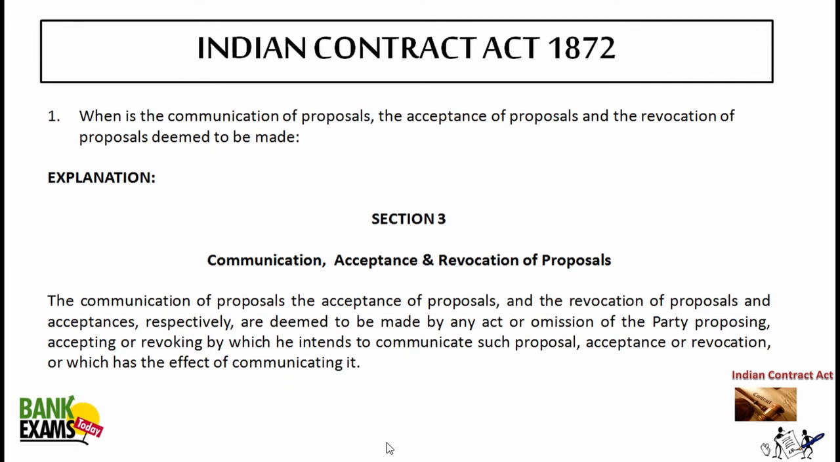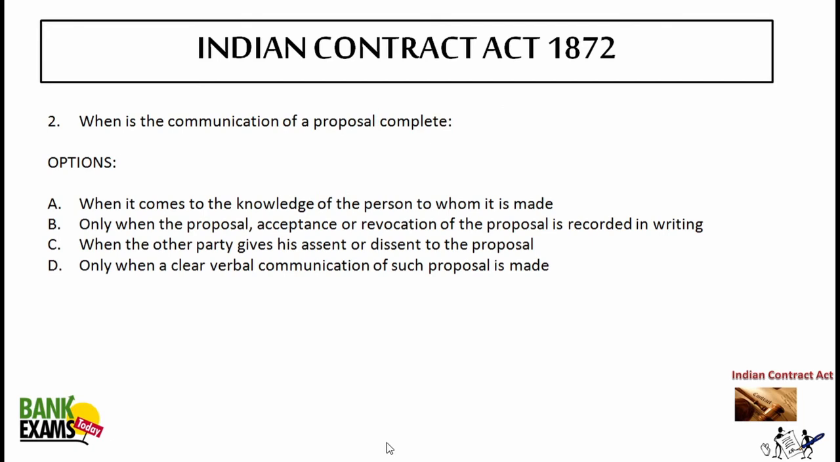Okay, let's move on to our next question, question number 2, which says: when is the communication of a proposal complete? Option A. When it comes to the knowledge of the person to whom it is made. B. Only when the proposal, acceptance or revocation of the proposal is recorded in writing. C. When the other party gives his assent or dissent to the proposal. D. Only when a clear verbal communication of such proposal is made. So the correct option is option A, which says when it comes to the knowledge of the person to whom it is made.